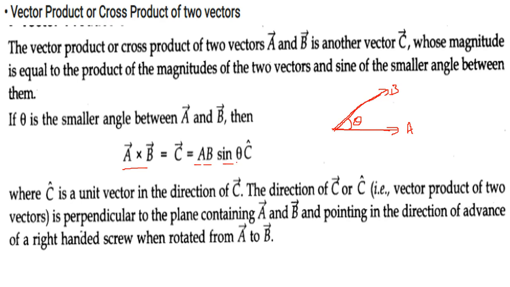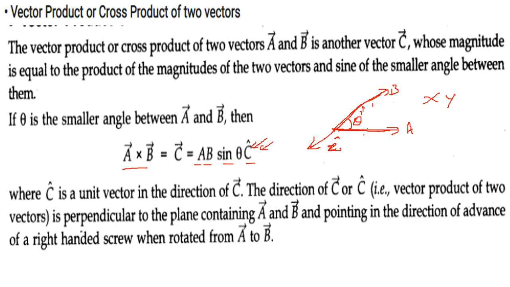Then sine theta, because the cross product will give you the result in vector form, so you have to have some C cap, and this C cap is nothing but the vector which is perpendicular to both A and B. So if A and B are on, say, the XY plane, then this C should be coming out of the screen. So C cap is coming out of the screen. This is a unit vector in the direction which is perpendicular to both A and B.